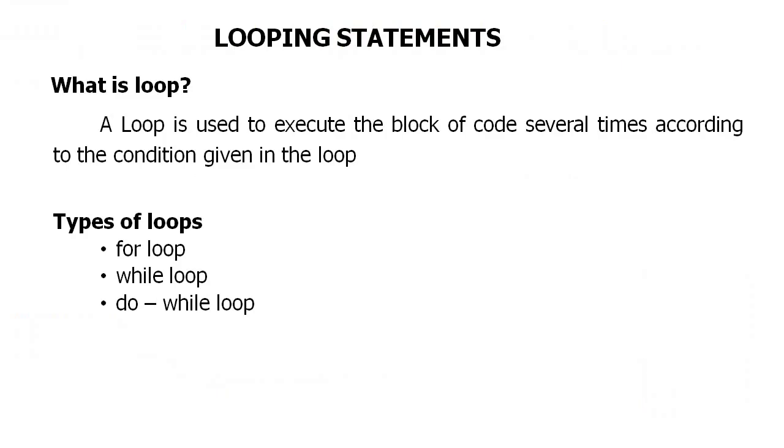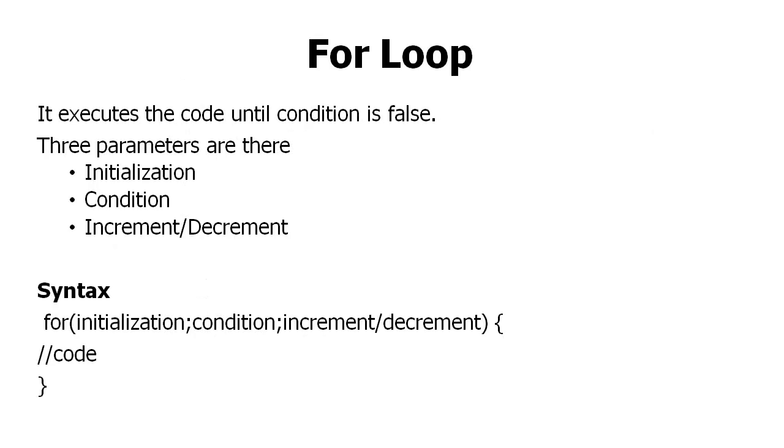In this video, we can see about looping statements. What is a loop? A loop is used to execute a block of code several times according to the condition given in the loop. Suppose you want to execute certain code n number of times, then we will go for looping. There are three types of loop: for loop, while loop, and do while loop.